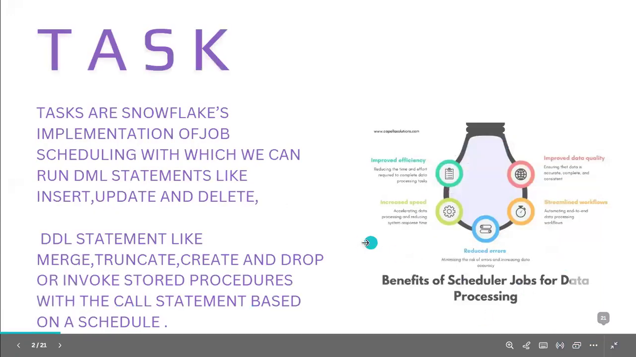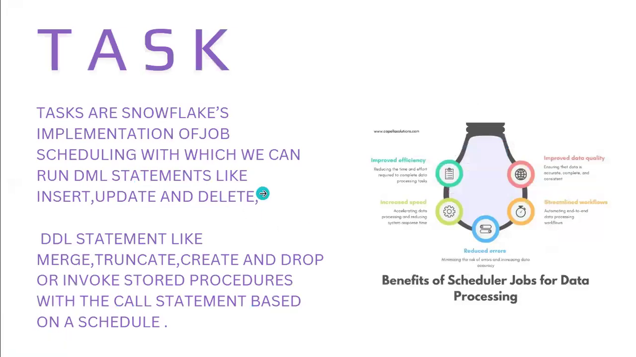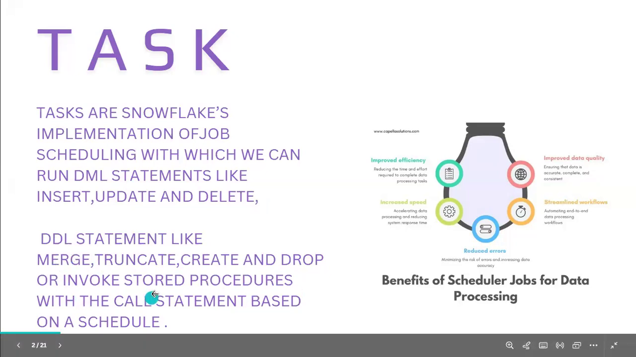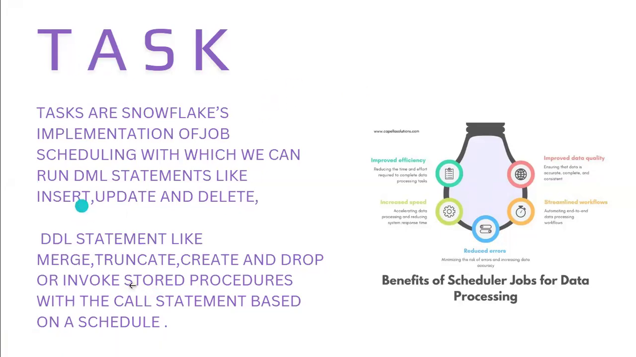So tasks are the Snowflake implementation of job scheduling, where you can run DML statements like insert, update, and delete. And you can run DDL statements like merge, truncate, create, drop, or invoke stored procedures with the call statement based on the schedule. So by using task, I can trigger these DML commands, these DDL commands, and I can invoke stored procedures as well. What are stored procedures? I will tell you in a later slide. These are the things I can do.